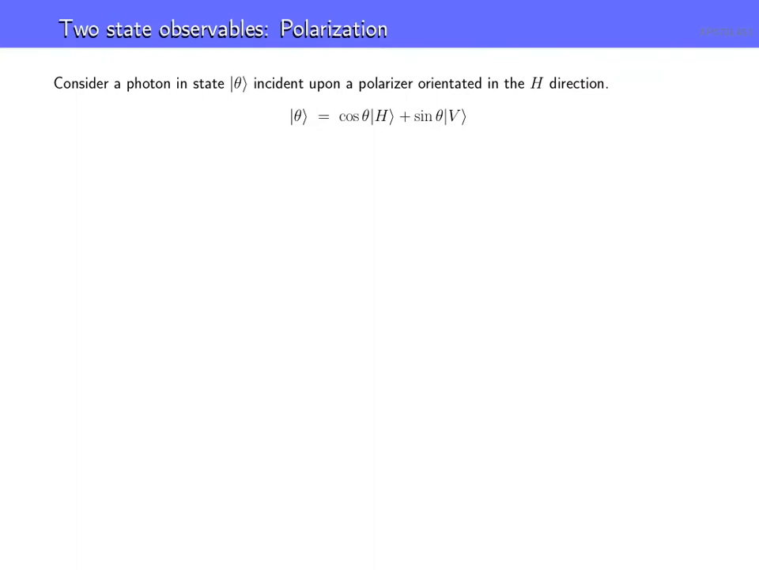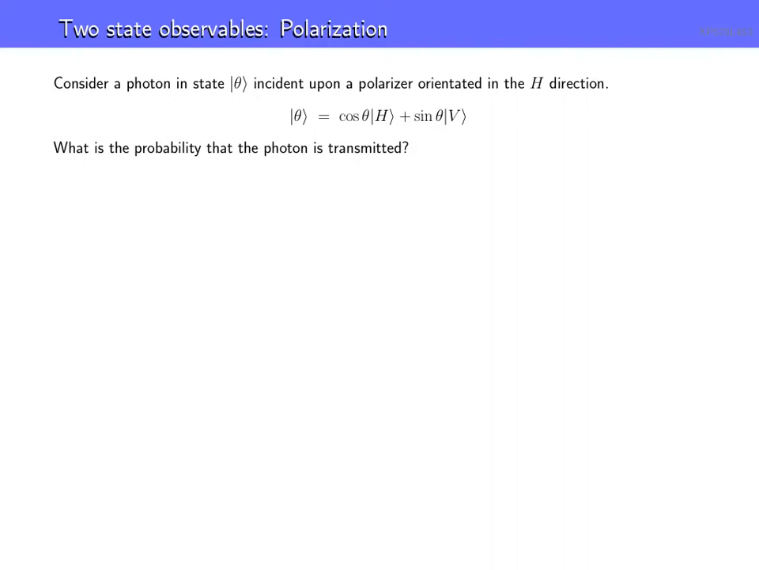So let's just take a look at how this works now. Say we have a photon in a state, we'll call it theta for now, that's referring to the angle. And we want to know if it comes up to a polarizer that's in the h direction, what's the probability that it's going to pass? That's a natural question to ask in quantum mechanics. What's the probability that the photon is transmitted?